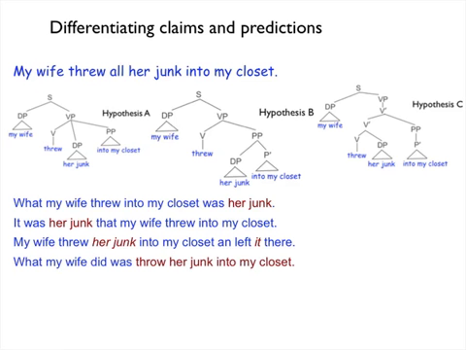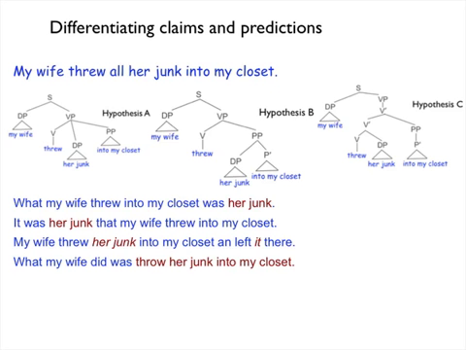"What my wife did was throw her junk into my closet." That shows that "throw her junk into my closet" is a verb phrase. It's consistent with the hypothesis that it's a verb phrase, but that is true under all of the hypotheses as well, right? So what do we want? Give me a piece of evidence that would bear on one of these. What we've got to do is figure out what the differences between those are. Where do they make crucial distinctions?